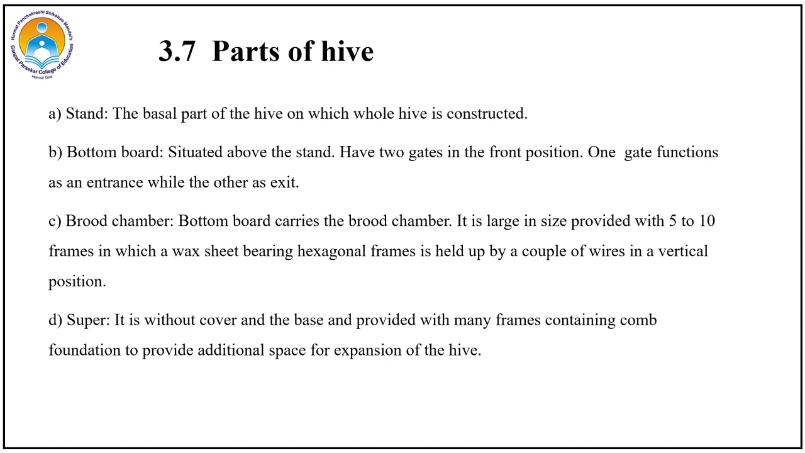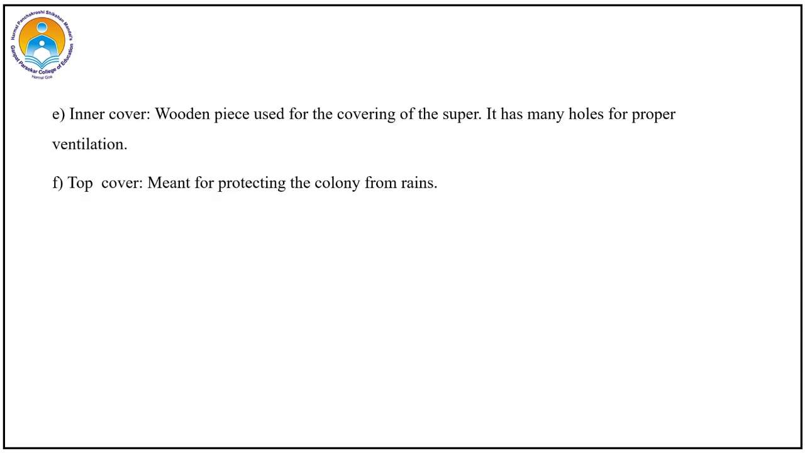Then the next part is the supper. It is without cover and base and is provided with many frames containing comb foundation to provide additional space for expansion of the hive. Then the next one is the inner cover. It is a wooden piece used for covering the supper. It has many holes for proper ventilation. The last one is the top cover, and it is meant for protecting the colony from rain.